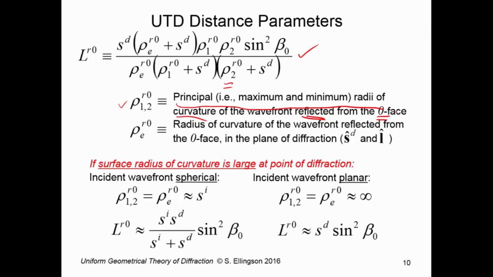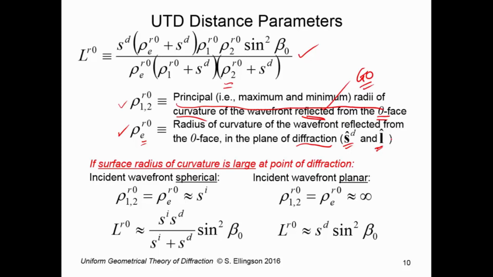Right? So what you do is you determine the wavefront that is reflected, and that's in the geometrical optics sense, from the O face, or the zero face, and then you determine the principal, that is the maximum and minimum, radii of curvature. And then, as you might anticipate at this point, the subscript E indicates the same measurement, but now in the plane of diffraction. That is the plane which contains the direction of diffraction and the edge tangent.